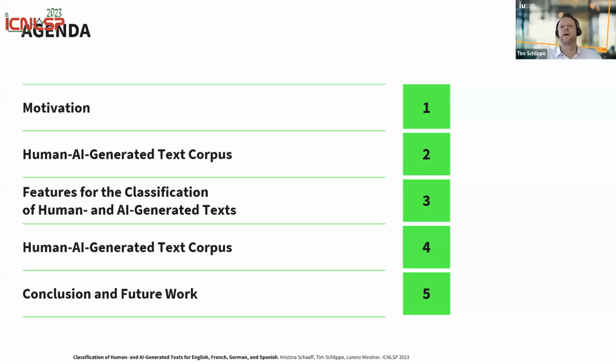I will start my talk with a motivation. Then I will present our human AI-generated text corpus, which we collected to train and test our classifiers. Then I will demonstrate the features we analyzed for the classification of human and AI-generated text. After that, I will walk you through our experiments and results. And finally, I will summarize my talk and indicate possible future steps.